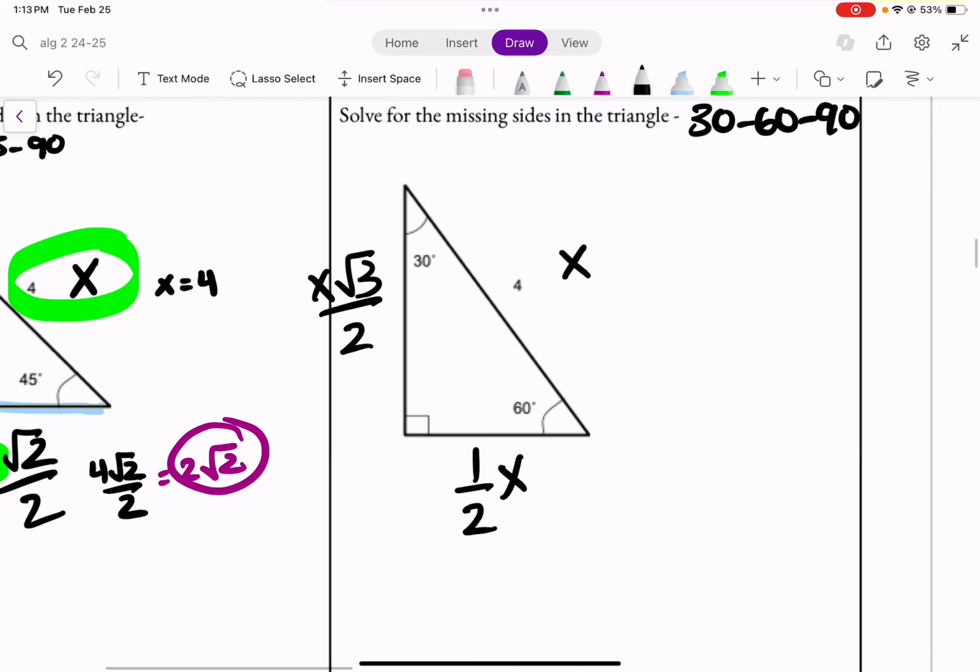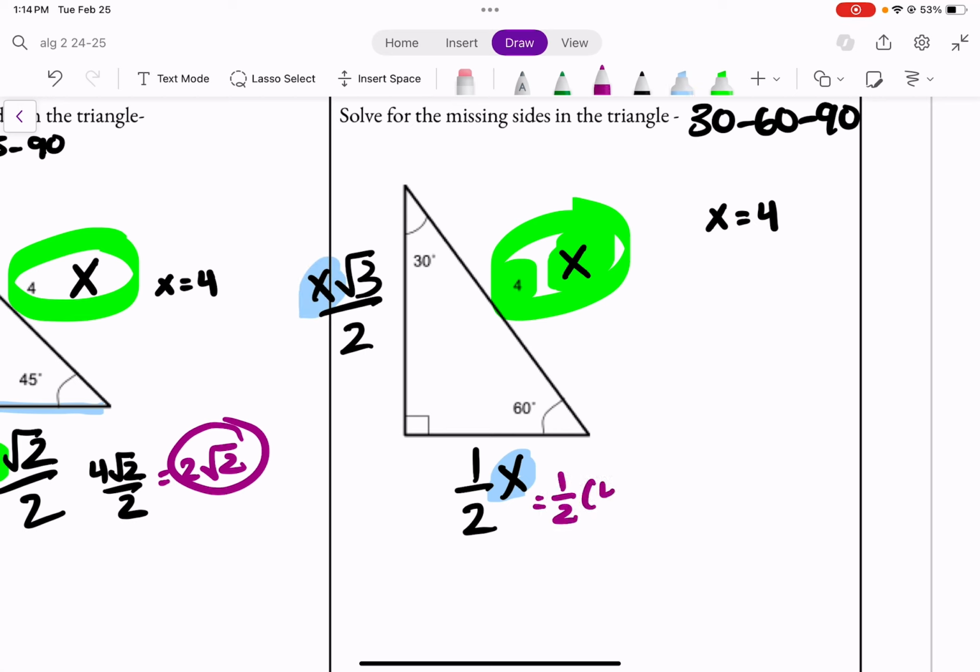Here's the thing. Again, I now know what x is equal to. X is equal to 4. So what that means, right, because I have x here and I have 4 here, I know what these x's are now. These x's have to be 4. So I can write this as 1/2 of 4. You can do it in your calculator or in your head. 1/2 of 4 is just 2. So this missing side is 2.